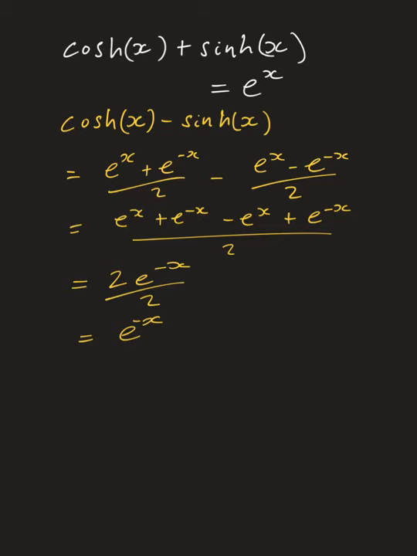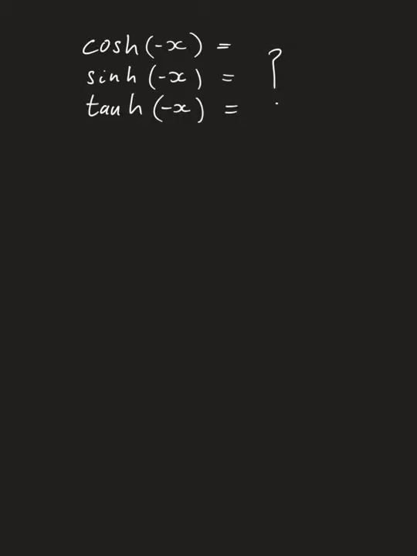So we have cosh x plus sinh x is e to the x, cosh x minus sinh x is e to the minus x. Now let's ask, what if we take the hyperbolic cosh, sinh and tanh of minus x? So for example, if it turns out that hyperbolic cosine of minus x is the same as the hyperbolic cosine of x, then that function would be symmetric around the y-axis. So let's substitute in our definitions and see what we get.